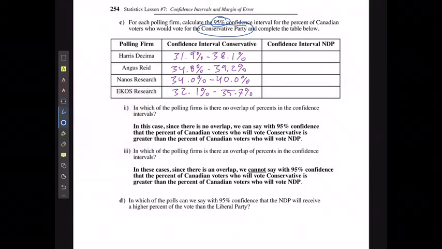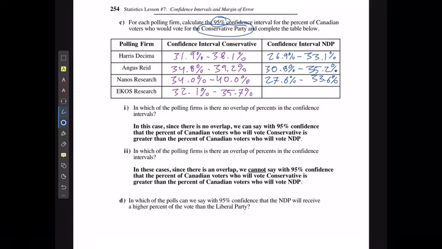The NDP we already calculated. We said it was 26.9 to 33.1, 30.8 to 35.2, 27.6 to 33.6, and 29.4 to 33.0.